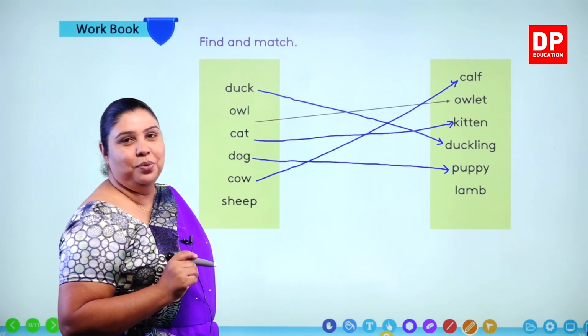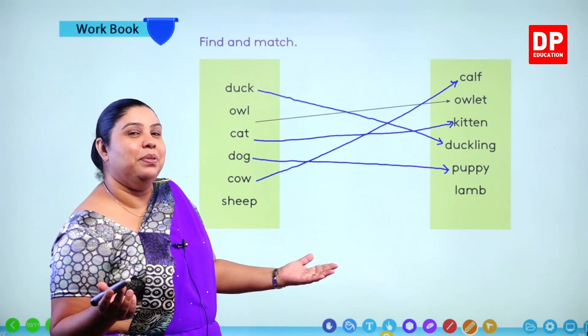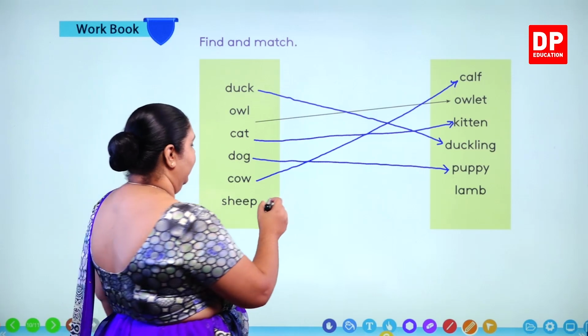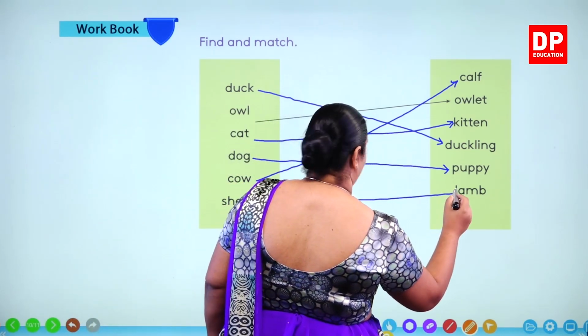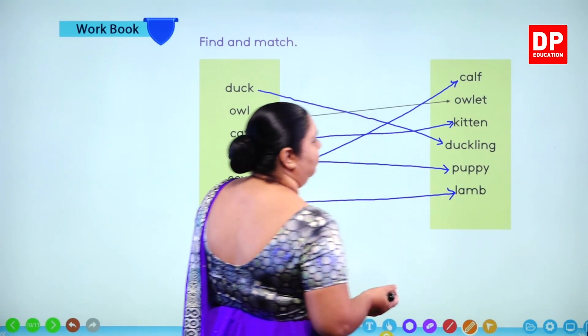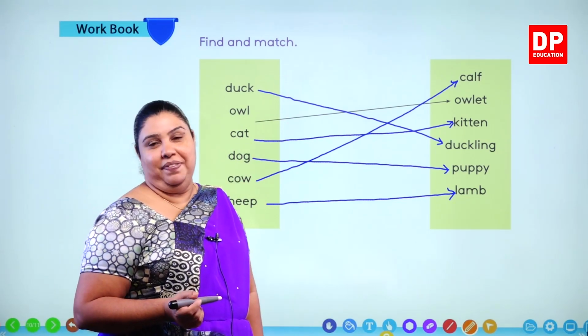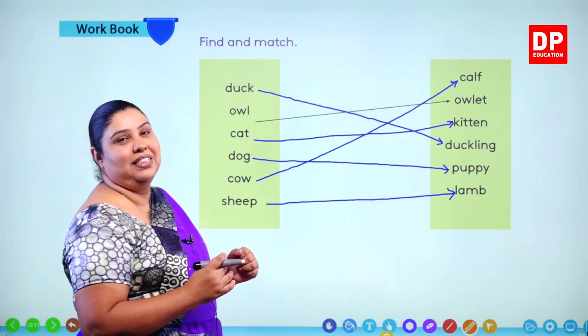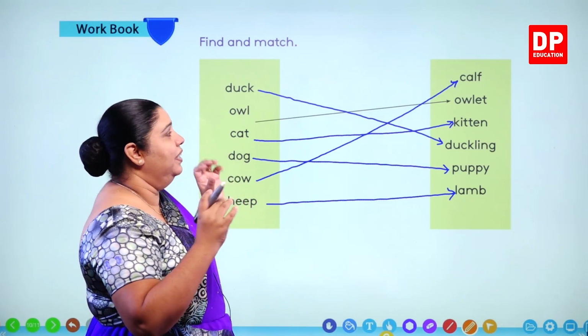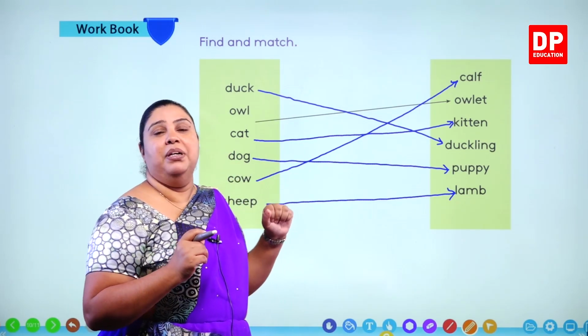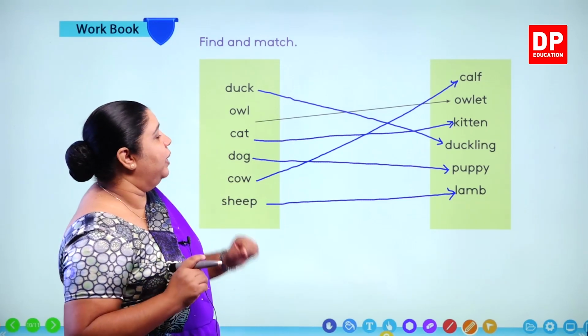Sheep. Who is the baby sheep? The baby sheep is called the lamb. Sheep and lamb. So now we have matched them all together. We have got them in pairs. Now we have found the mother animal and the baby animal. So let's take a look at them now.